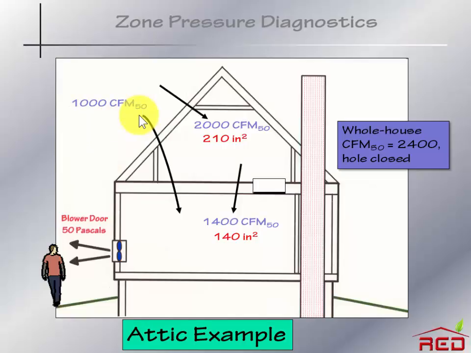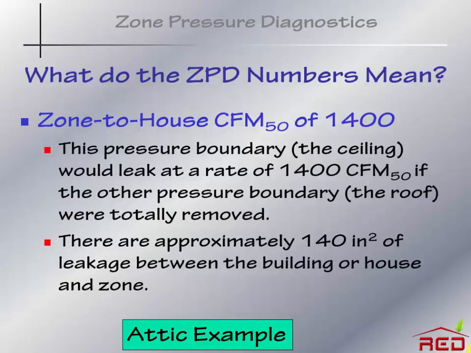We don't divide this by 10 or try to determine the square inches because this is for both of these. It's passing through both of the pressure boundaries, the roof, gable end, and the attic ceiling. And notice for the initial configuration, the whole house CFM50 is 2400. So if we look at these in order, first of all, the house to the zone, zone to outdoors, and the through zone, a few details about each one.